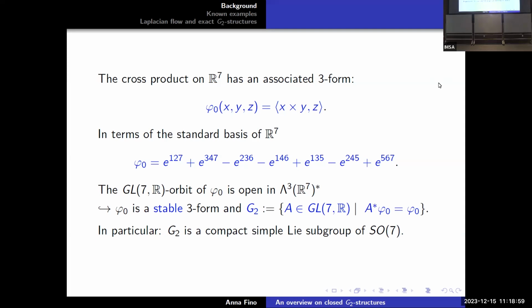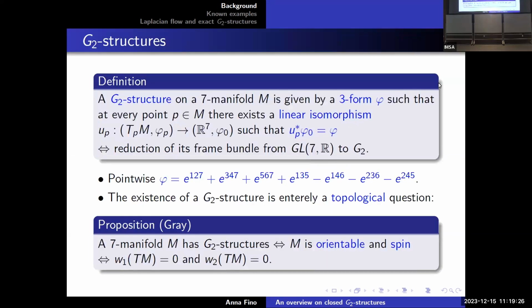The important thing here is that if one takes the action of the linear group, the orbit of φ0 is open, and G2 is just the stabilizer of that form. In particular, G2 is a compact simple subgroup of SO(7). But let's go to geometry.